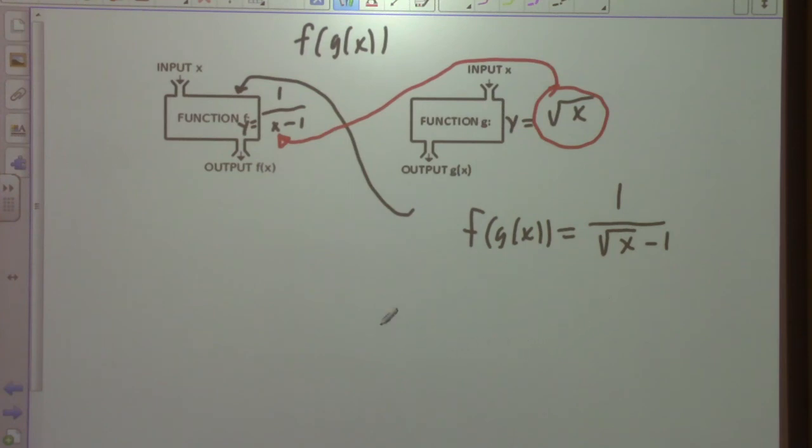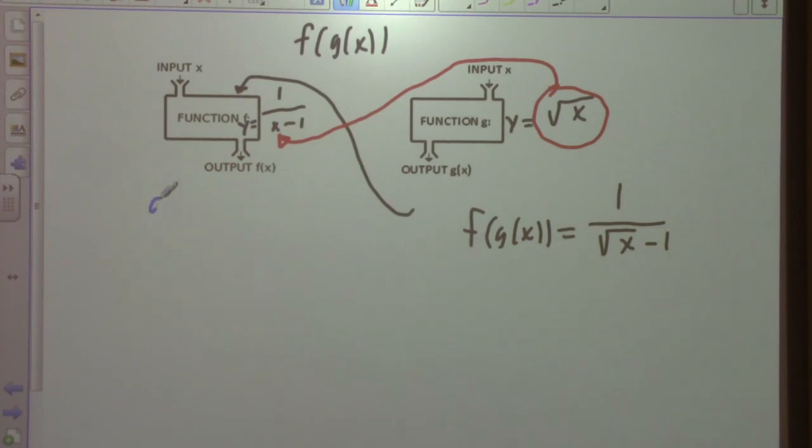So we're going to save this and put this on problem 18. Yes, you have a question? This is our answer, but we don't have the domain worked out yet. We'll work out the domain, but this is the answer for f of g of x right here.